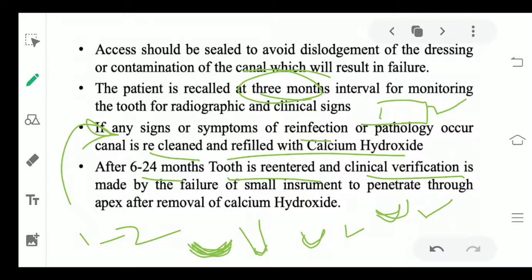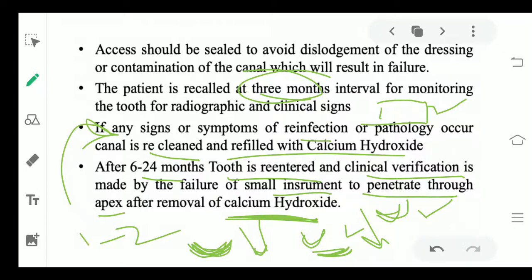A very small instrument is taken and it is penetrated through the apex. After the removal of every calcium hydroxide, if it penetrates, that means that there is still healing which has to take place and the apex is still open.